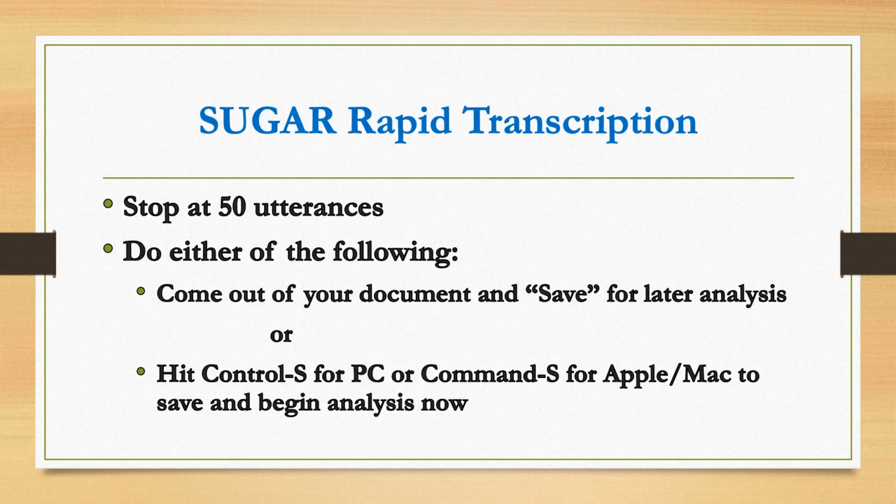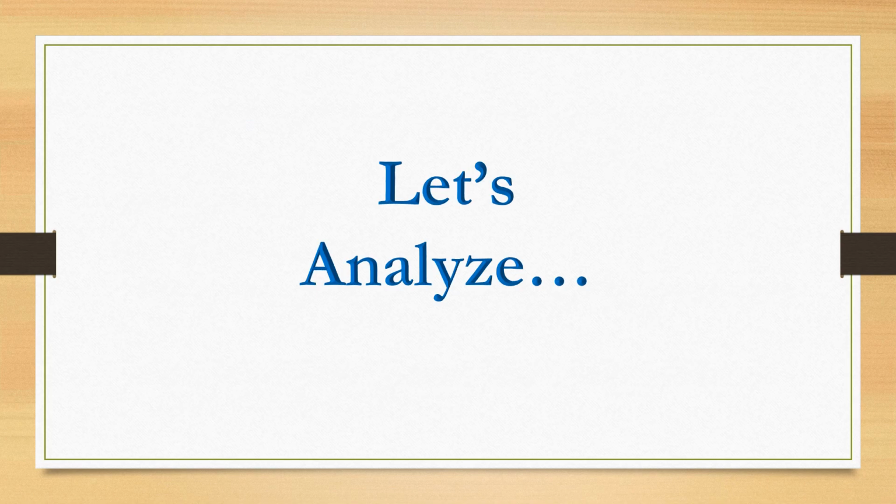Once you have your transcript, remember you're going to stop transcribing at 50 utterances. Once you have your 50 utterances, you can do one of 2 things. Either you save it to analyze it later, or you save it and begin analysis. And that's the end of how you use SUGAR to transcribe your sample. In the next modules, we're going to walk you through how to do the analysis piece.